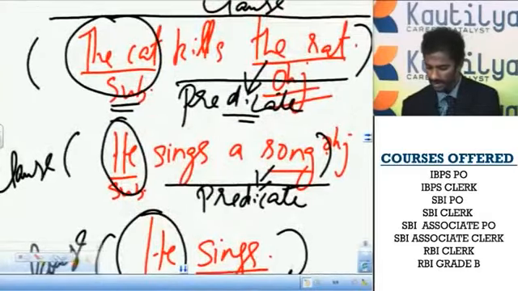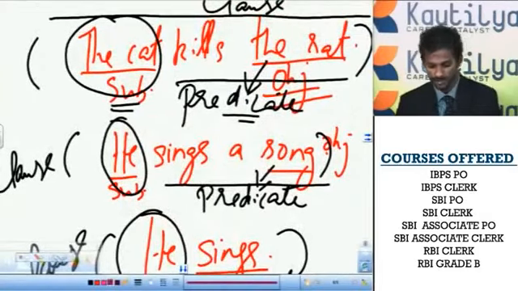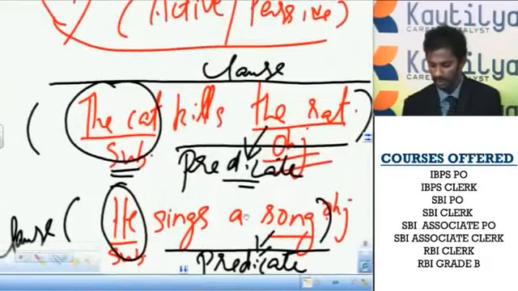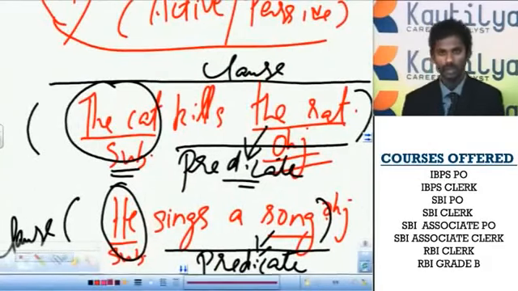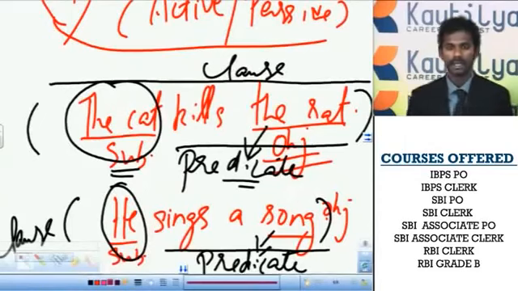The cat kills a rat. That is a clause because it contains a subject and a predicate. "The cat kills a rat" can be termed as a main clause. Only one clause is there. I told you a subordinate clause cannot exist alone, whereas a main clause can exist alone.